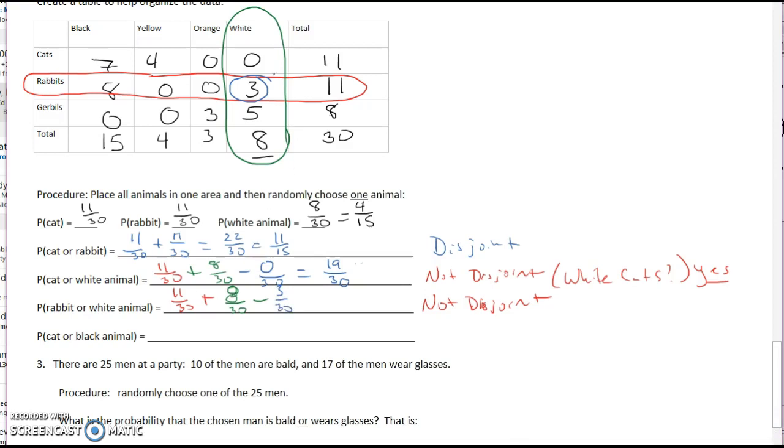So again, this is where you have to subtract because that 3 got counted twice. So we did all the rabbits plus all the white animals, and then we're going to subtract this overlap of 3 out of 30 right there. And so now 11 plus 8 is 19 minus 3 is 16 out of 30, which would be 8 over 15.